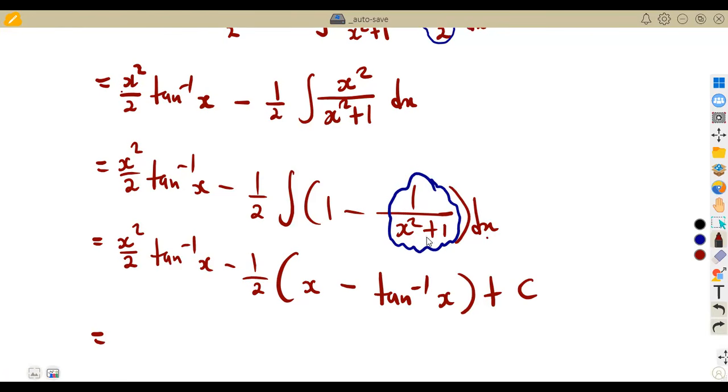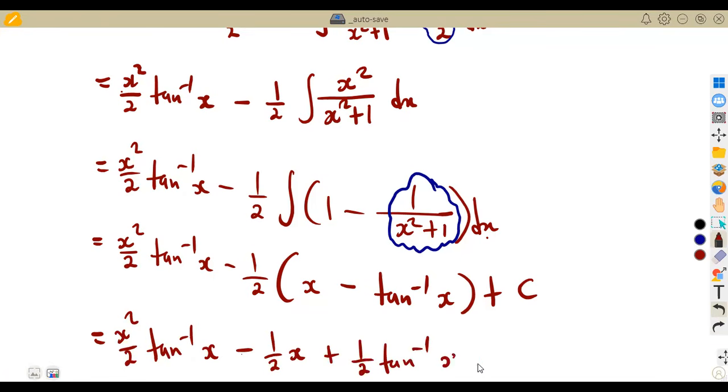We can leave our answer at this stage as it is, or you can even expand the brackets if you want. So this is going to be x squared over 2 arctan of x minus 1 times x, which is going to be minus of x minus minus. This is going to be a positive, so it's positive half arctan x like this plus the constant of integration.